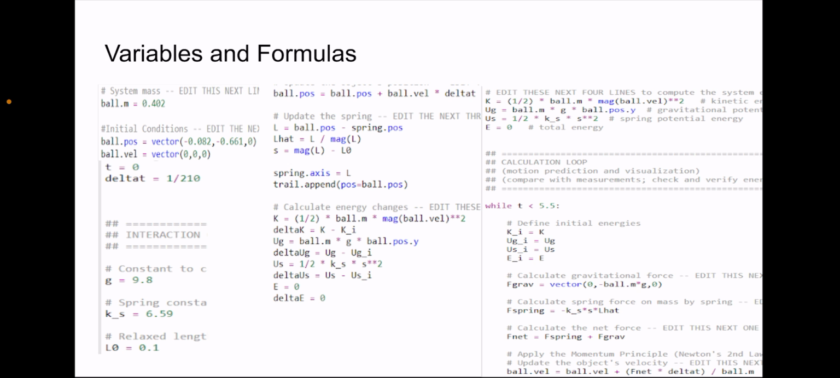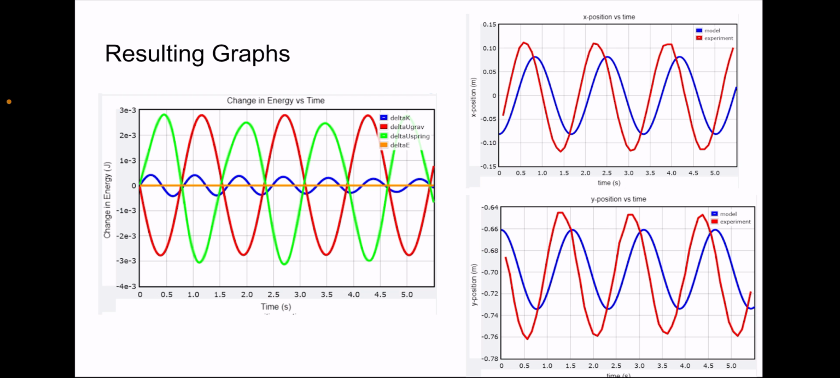Then we have our K, UG, US, and E. E being 0 since we have nothing in our surroundings, and K as 1/2 ball.m times the magnitude of ball.velocity squared. UG is the mass of the ball times G times the position of the ball in the y direction, and US is 1/2 times ks times s squared. And those are all the variables and formulas that we have.